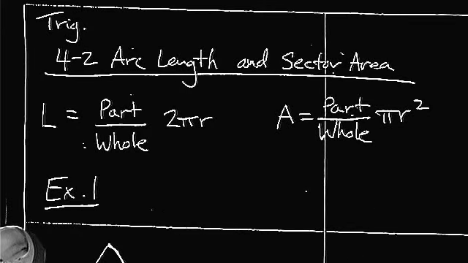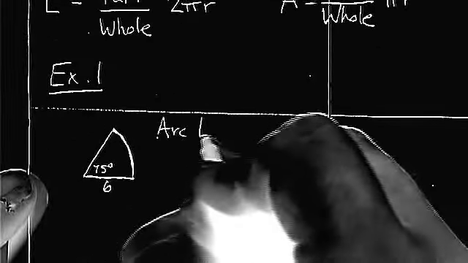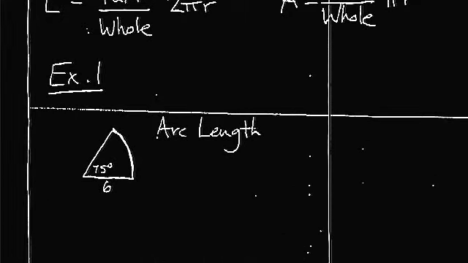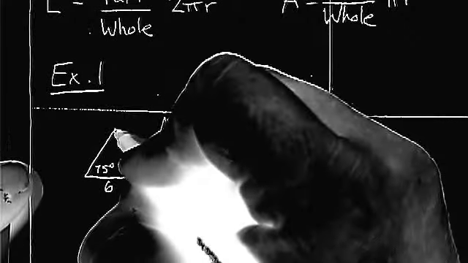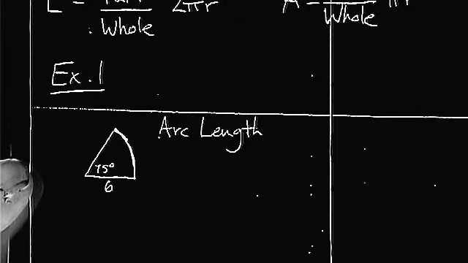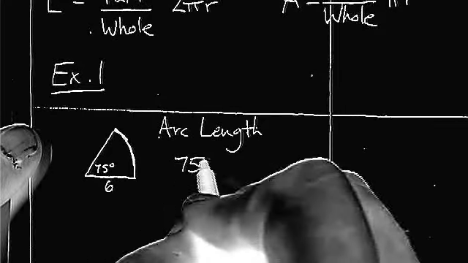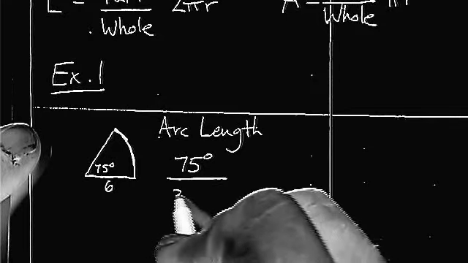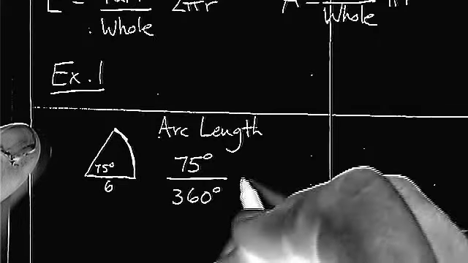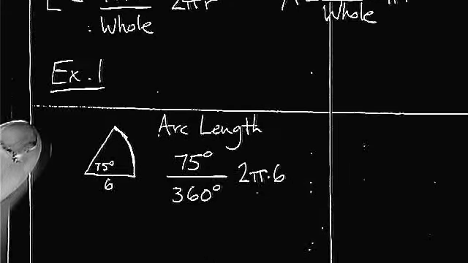So we're going to be using these formulas for different questions, like find the arc length of a 75-degree angle from a circle that has a radius of 6. So that is the measurement along the outside edge of the circle, but just for this fraction of the circle. So the part of the circle that you're dealing with is 75 degrees. The whole circle in terms of degrees is 360. And since we're dealing with arc length, it's the circumference formula with a radius of 6.